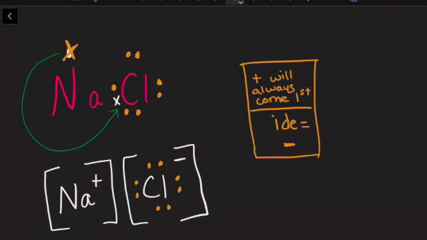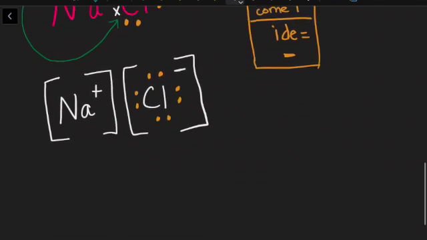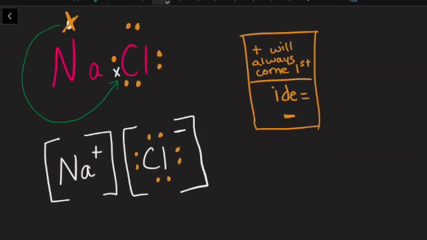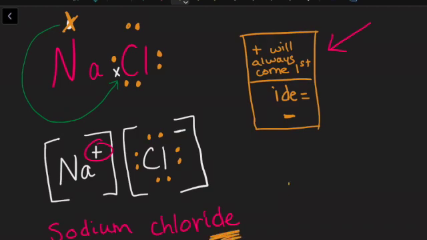Okay, so let's talk about naming these ions. First of all, let's look at this here. The positive, or the cation, will always come first. So in this case, sodium is the positive, sodium. And then the second word is going to be a negative, and it's going to be called chloride. Everything in an ionic bond that is negative is going to end in "ide." So IDE just means negative.